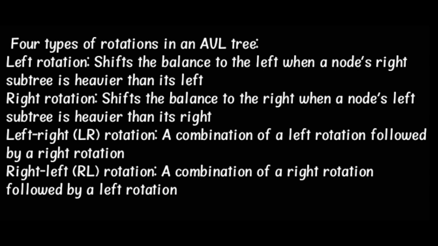First, left rotation. Left rotation shifts the balance to the left when a node's right subtree is heavier than its left. Second, right rotation. Right rotation shifts the balance to the right when a node's left subtree is heavier than its right. The third, left-right rotation. Left-right rotation is a combination of a left rotation followed by a right rotation. And last, right-left rotation. Right-left rotation is a combination of a right rotation followed by a left rotation.